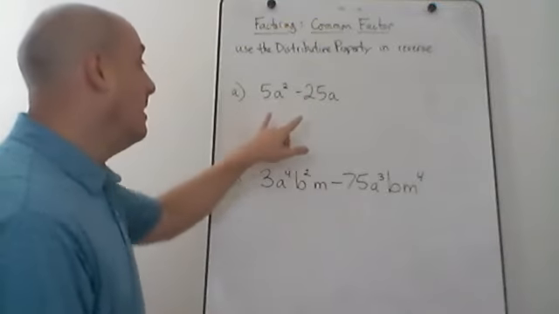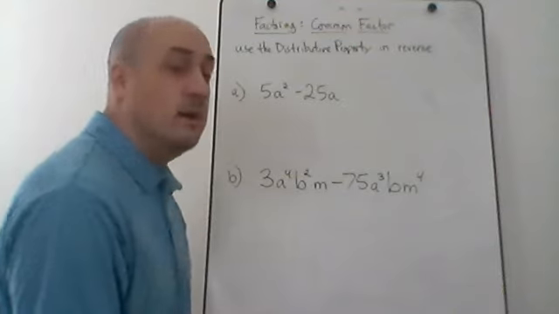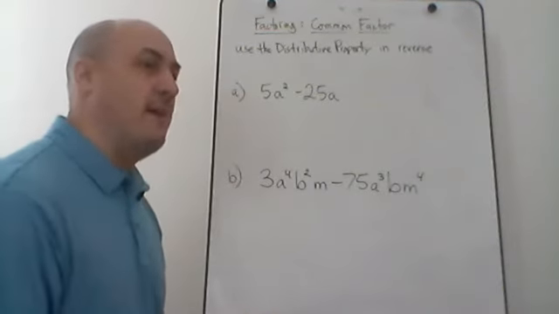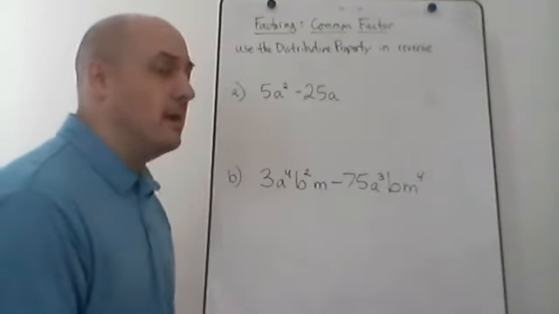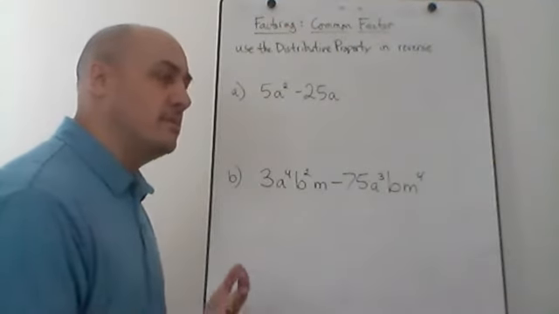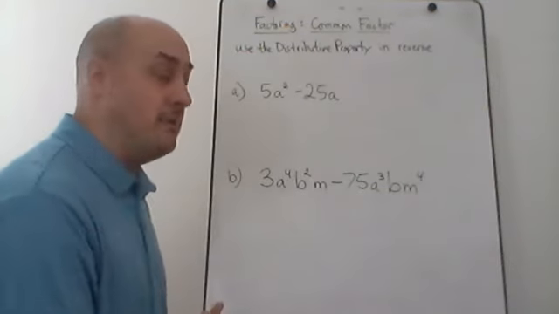Now, the way we do that is, for this first example, 5a squared minus 25a. No matter what type of factoring method I use, the first thing I should always look for is a common factor. Because if your terms have a common factor, then the other factoring methods that we'll get into later get a little bit easier if you can pull out that common factor first.